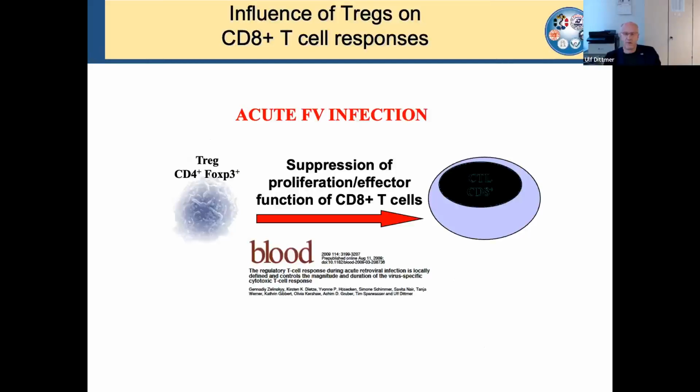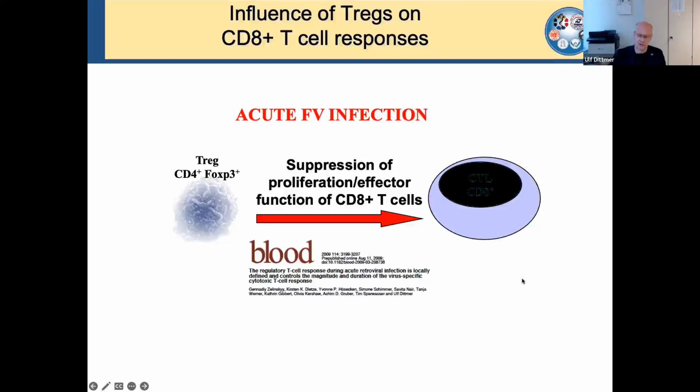Okay, so what are these cells suppressing? Once they are expanded, what's their suppression? In the beginning, we looked at CD8 responses during an acute infection. So the question was, during an acute virus infection, do the Tregs that expand suppress CD8 responses, cytotoxic CD8 responses? And the answer was yes. We showed that in the DREG mouse model for the first time, that they suppress the proliferation and effector function of cytotoxic CD8 cells.